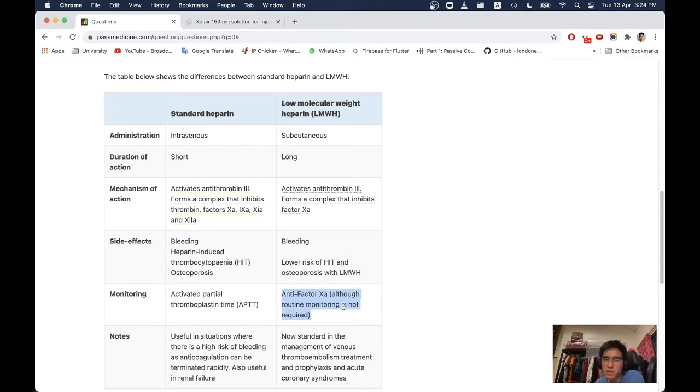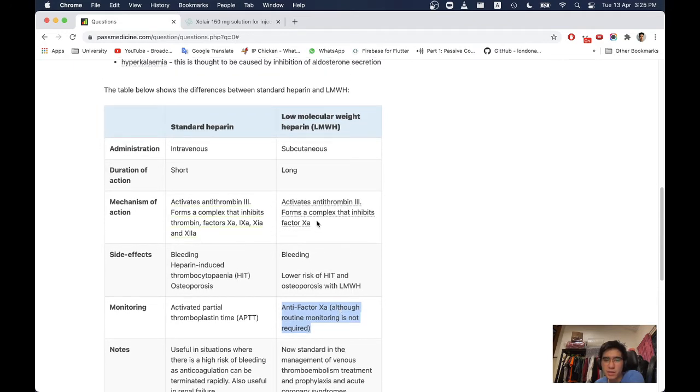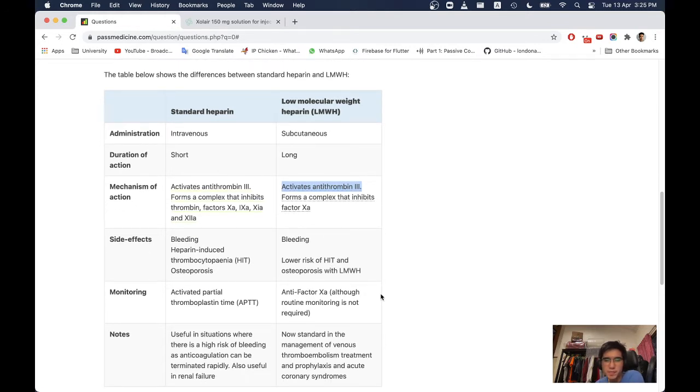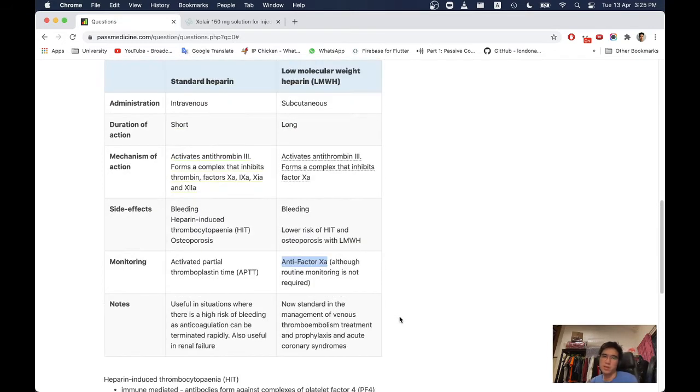So why anti-factor 10A? It's actually antithrombin 3 that is activated by it. Low molecular weight heparin activates antithrombin 3, right? So antithrombin 3 and low molecular weight heparin form a complex that inhibits factor 10A. Okay. Why anti-factor 10A? Is it the same as the low molecular weight heparin, which binds to antithrombin 3?